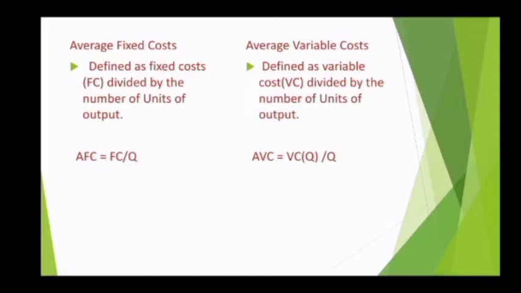Of course, the average variable cost is defined as variable cost or VC divided by the number of units of output, or AVC is equal to VC(Q) over Q. The average variable cost provides a measure of variable cost on a per unit basis.